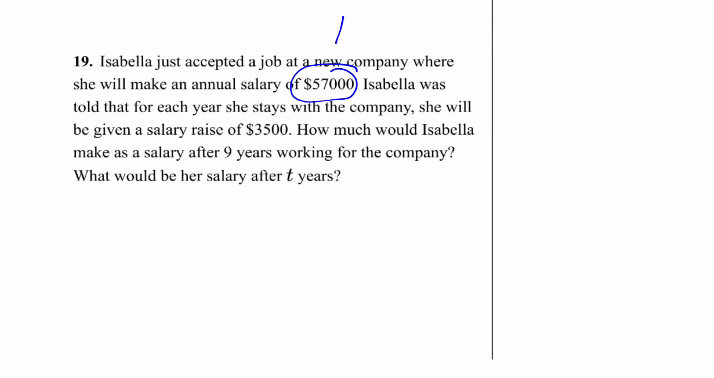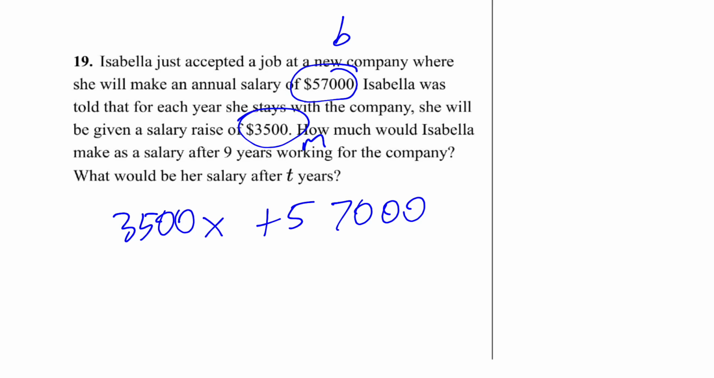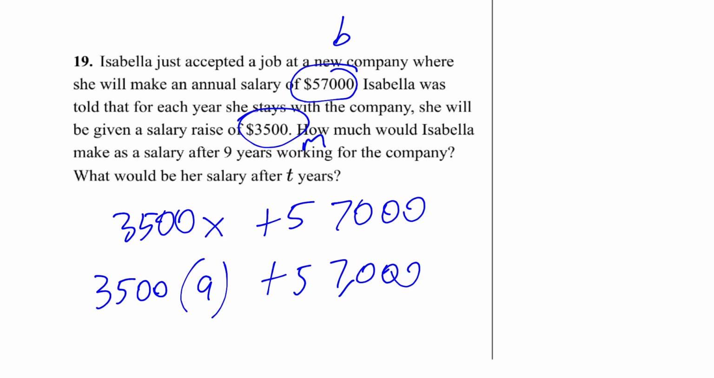Starting salary, that's like our B value. Raise, that's like our M value. So 3,500X plus 57,000 is the general formula. And if I type this in with 9 years, I can figure out the specific salary after 9 years. And that value is $88,500.